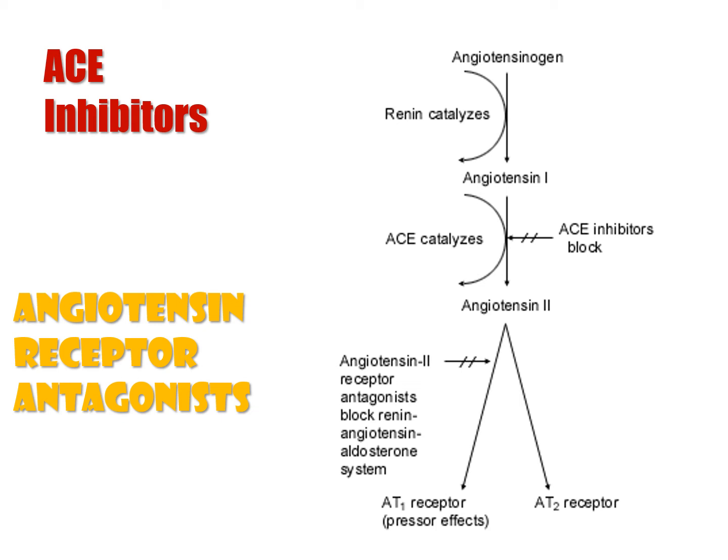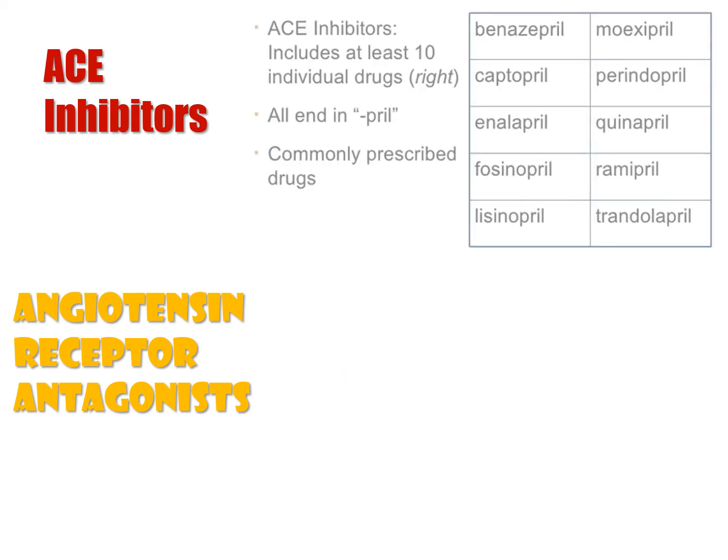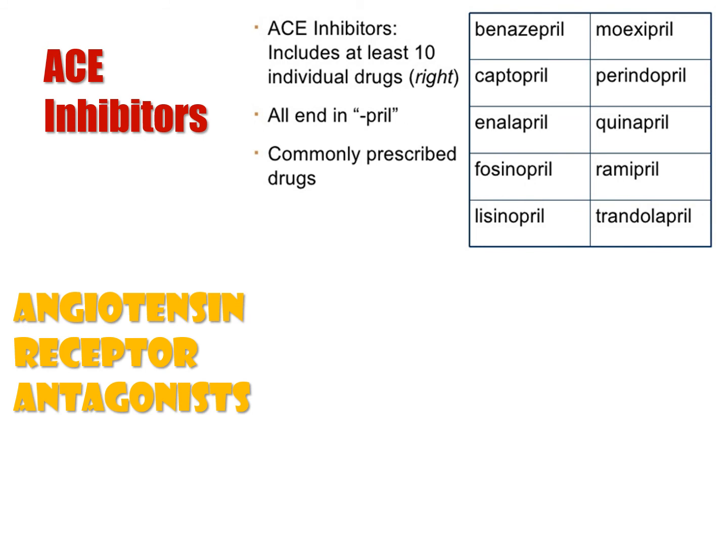So ACE inhibitors, most of these drugs in this family have been given the end of their generic names, pril: perindopril, quinapril, enalapril, and so forth. Those are all hallmarks of ACE inhibitors. These guys are extremely common in anti-hypertensive therapy. So anytime you see a pril, you're going to think ACE inhibitor.